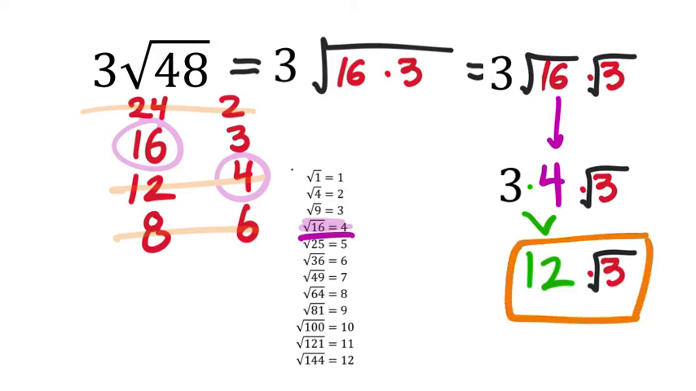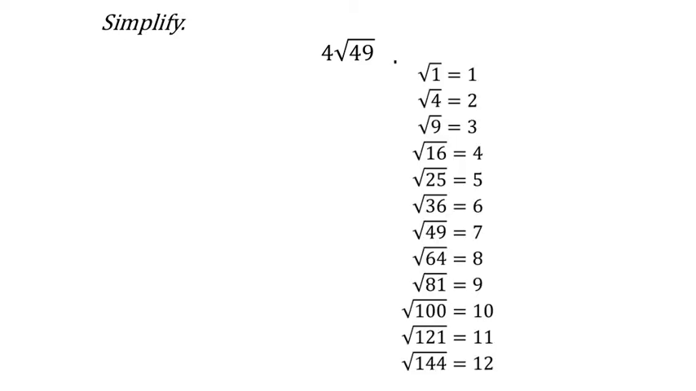Done. And do keep in mind, some students have been forgetting to put this 3 part in a square root. It needs to be in a square root because it came from the 48, which was also in the square root. So hopefully those 2 examples emphasize the importance of having the perfect squares memorized, right, from this list right here.